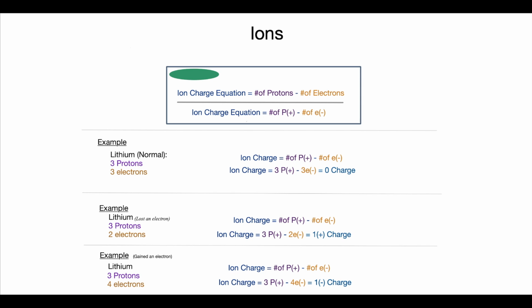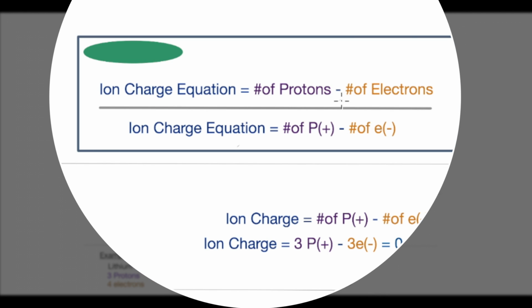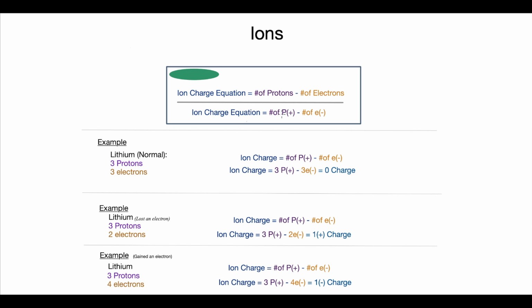In this video section, we will go over the ion charge equation, which will help us know the charge of the element, whether it's positive or negative. So the ion charge equation is equal to the number of protons minus the number of electrons. To make it easier for us, we write number of P positive minus the number of E negative.